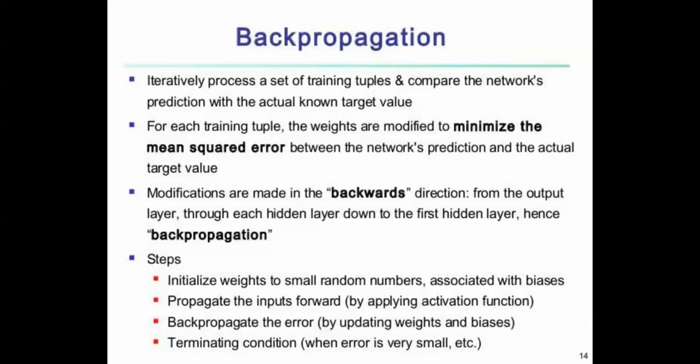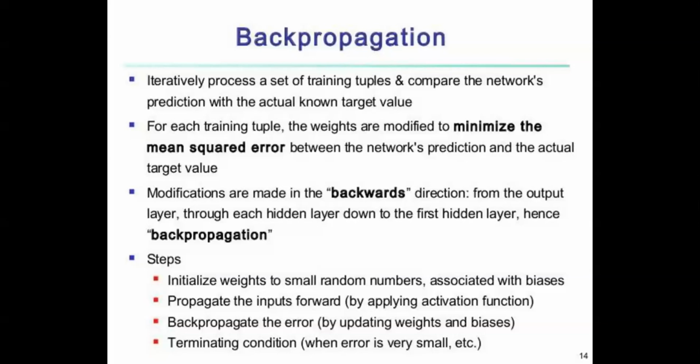This is backpropagation. It iteratively processes a set of training tuples, comparing the network prediction with the actual known target value. For each training tuple, the weights are modified to minimize the mean square error between the network's prediction and the actual target value. Modifications are made in a backwards direction from the output layer through each hidden layer down to the first hidden layer, hence backpropagation.